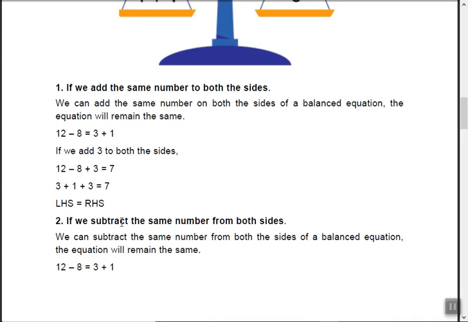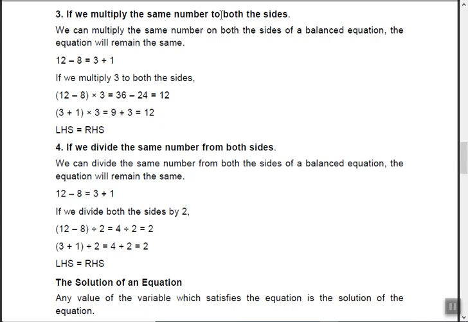Same logic for subtraction. If we subtract the same number from both sides, value remains the same. Same, you can try it. It's nothing new as such. Let's move on. If we multiply the same number on both sides, then also the equation remains the same.